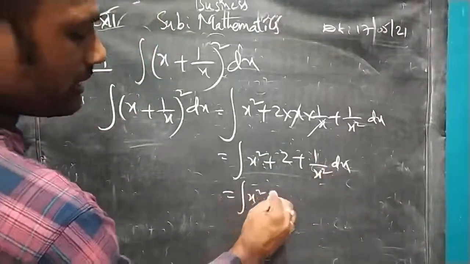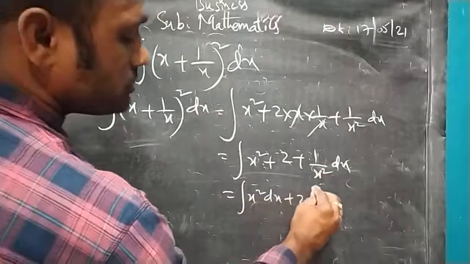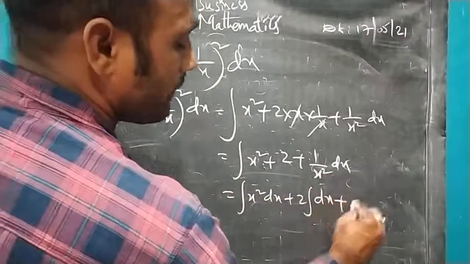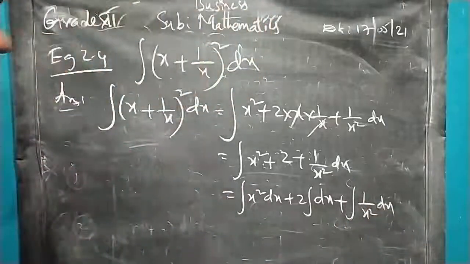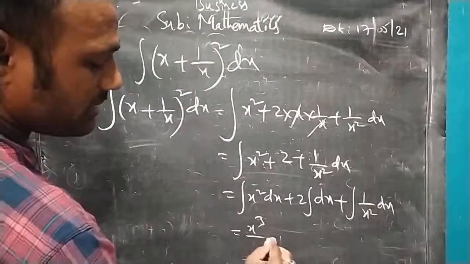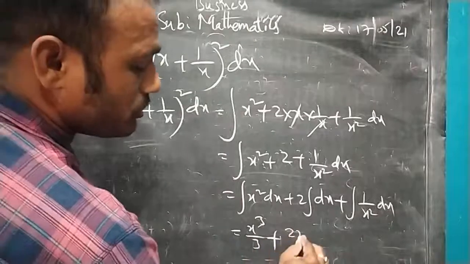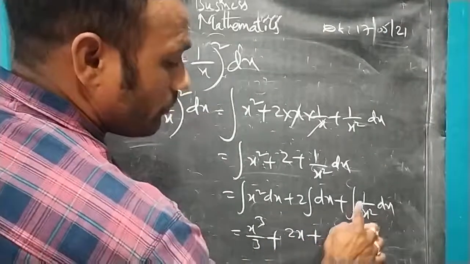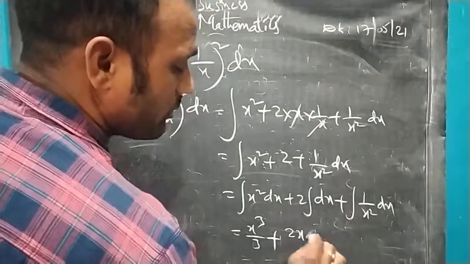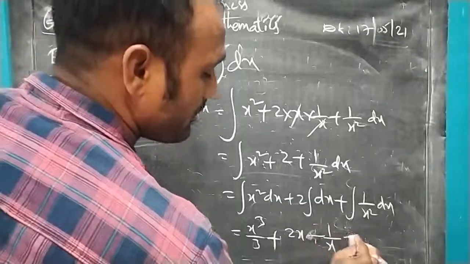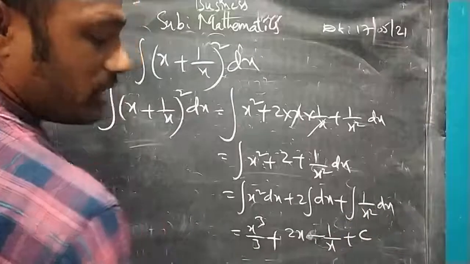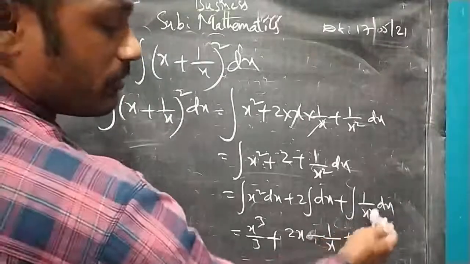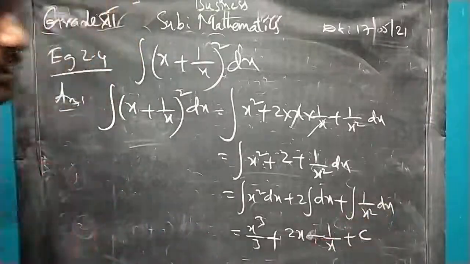So integral x square dx plus 2 integral dx plus integral 1 by x square dx. So integral x square is x cube by 3, plus 2x, plus minus 1 by x, right? Integral of 1 by x square is minus 1 by x plus c. Of course, I know the formula of integral 1 by x square. If you don't know, you can take x power minus 2 and apply the x power n formula.